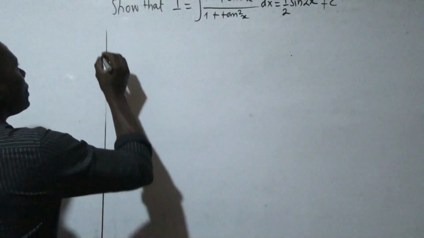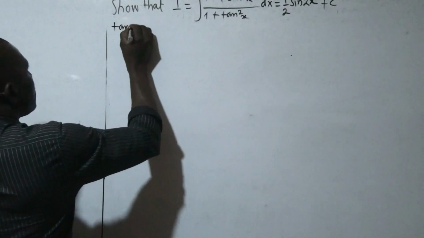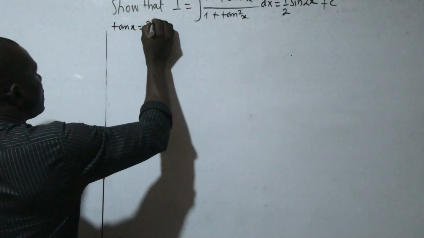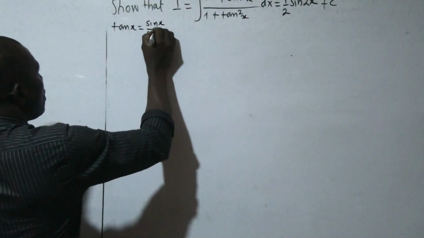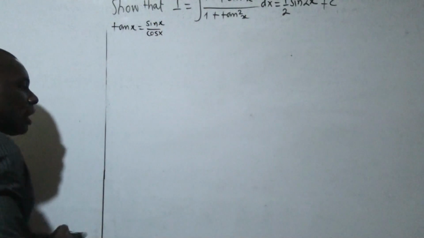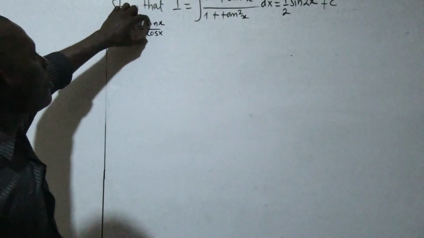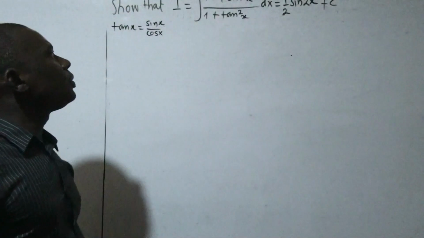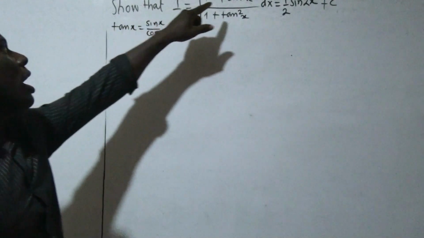So here, tan x, the expression for it is the ratio of sine over cosine. So that is sin x over cos x. So in place of tan x, we'll replace it with sin x divided by cos x. But recall that we're having square here.